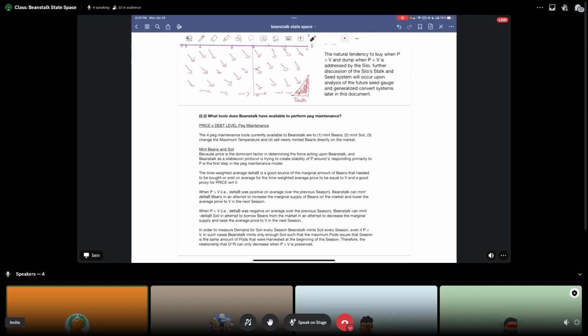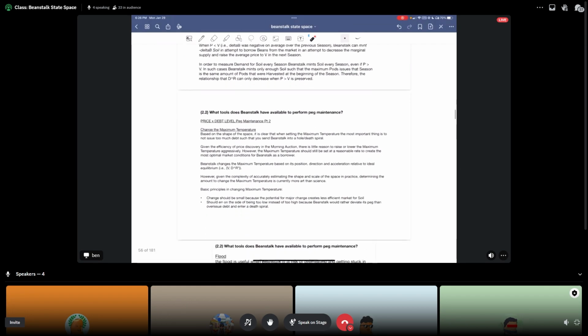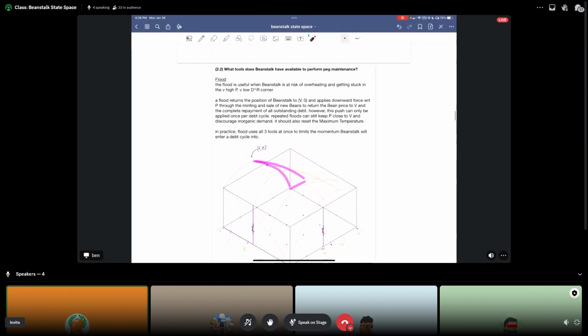So what can Beanstalk do? It can mint beans, it can mint soil, and it can change the temperature. And the interesting thing is, it also can sell beans on the open market via something like the flood, which is when it's over here.